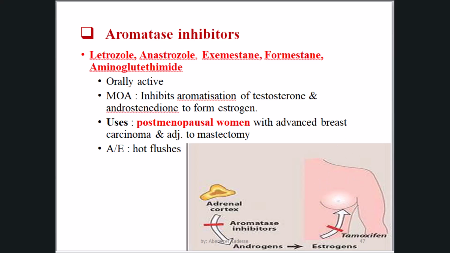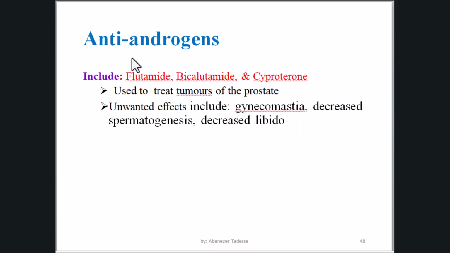The other one is anti-androgenic hormone antagonists like flutamide and bicalutamide. These medications especially act on prostate cancer. They act on the androgen receptor on the prostate gland, so they can antagonize the effect of androgen. By this means they can reduce prostate cancer. The side effect associated with this medication is gynecomastia, especially due to the anti-androgenic effect. So breast development in males is common, and spermatogenesis and sexual desire will be decreased.